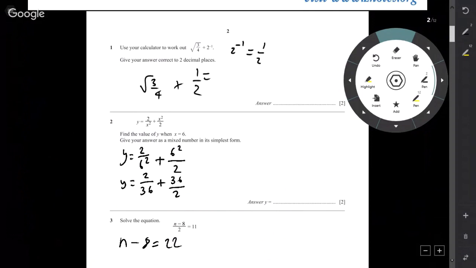That brings you to 1.37, and that is to 2 decimal places. So you just round that up.